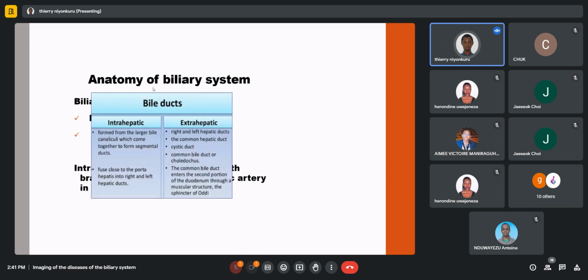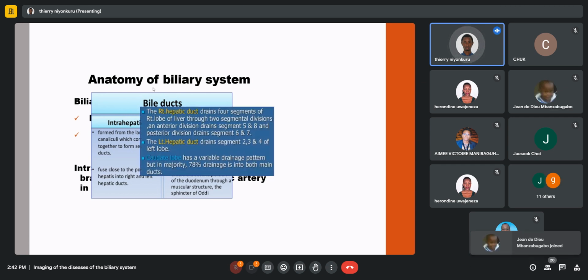The intrahepatic bile ducts are formed from small bile canaliculi, which come together to form segmental ducts, while the extrahepatic ducts are formed by the right and left hepatic ducts, which fuse to form the common hepatic duct. The common hepatic duct will join the cystic duct from the gallbladder to form the common bile duct. The common bile duct will enter the second portion of the duodenum through the muscular structure known as the sphincter of Oddi.